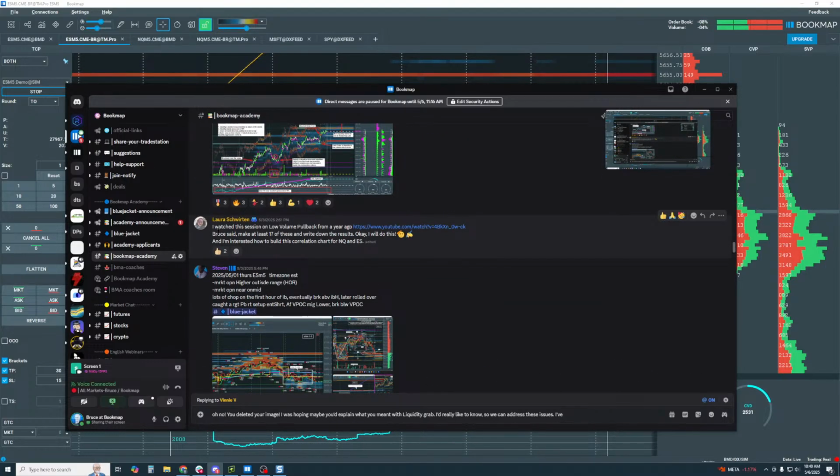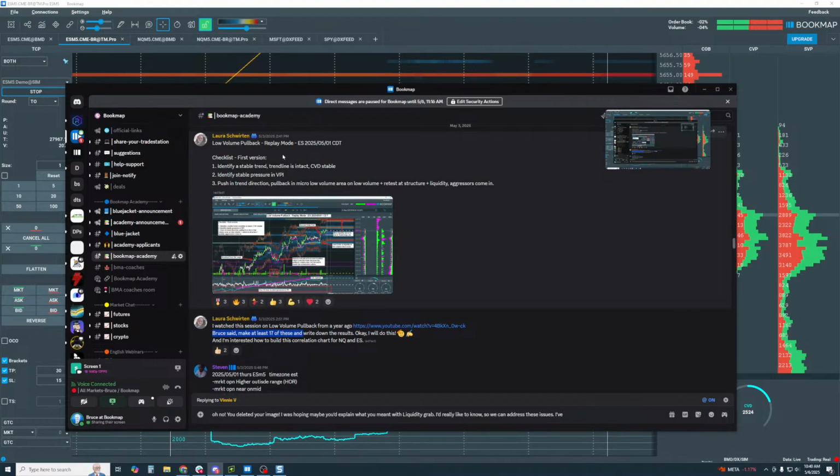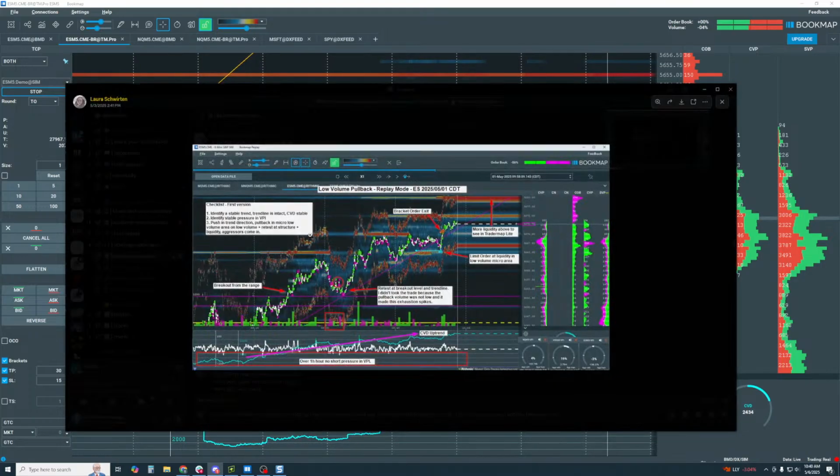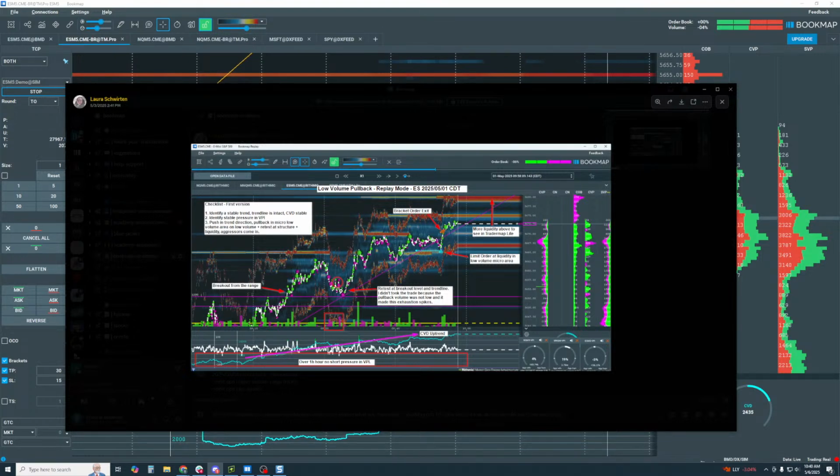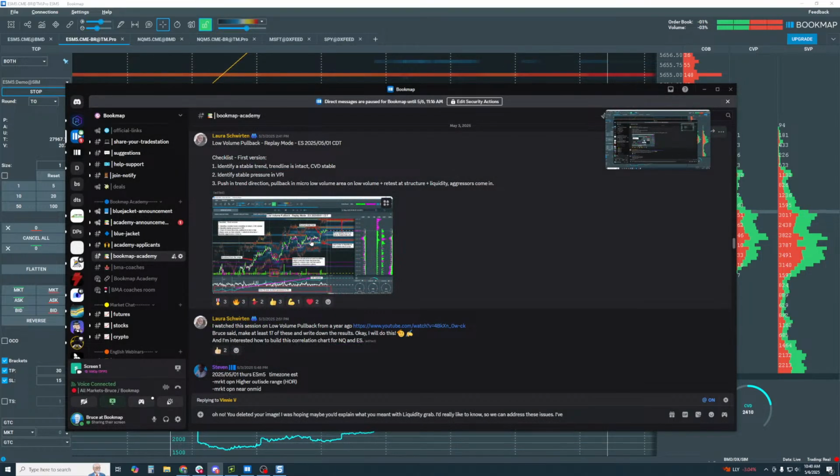Here's something Laura marked up, and she put a checklist together. This is her checklist. I'll put a checklist together for you guys this week as well on at least a few of these, the low volume pullback one for sure. And then she marked up this chart, and she's understanding it, putting these pieces together. This is the first attempt at it, and she got a whole bunch of great responses here.